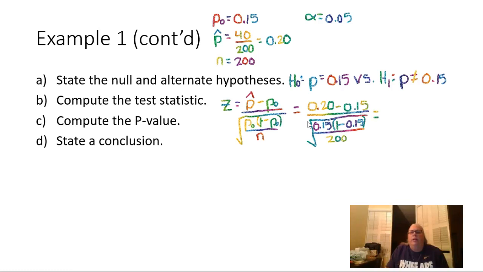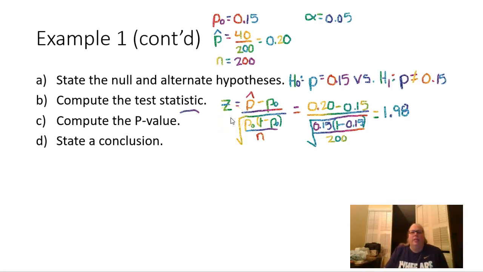All right, let's put this in the calculator and see what we get. And this looks like it's giving me 1.98. Now, it's actually giving me 1.98029 and so on, but since it's a z-score and we're getting ready to use table A2, I'm just going to round it to 2 decimal places here.